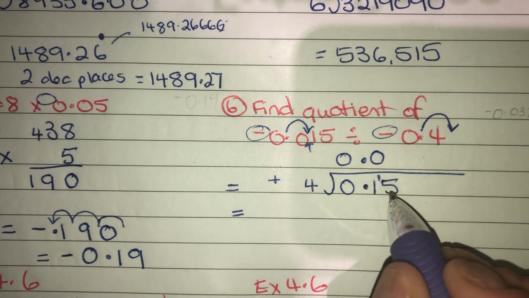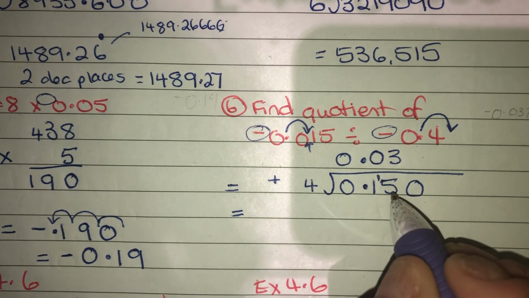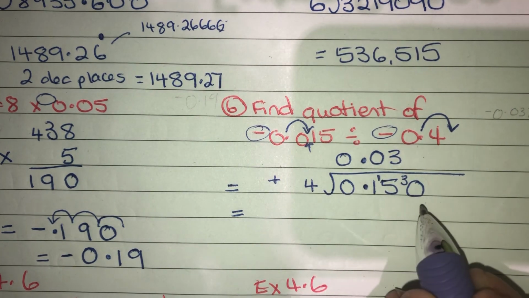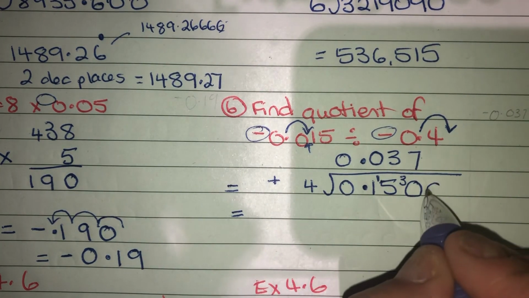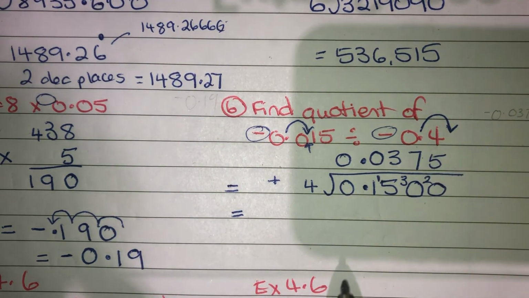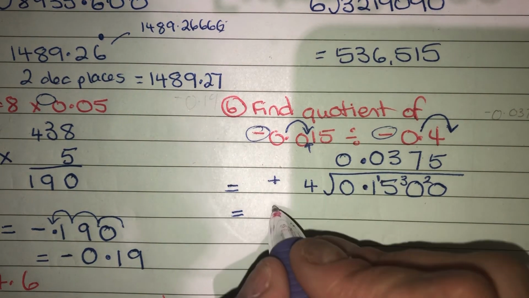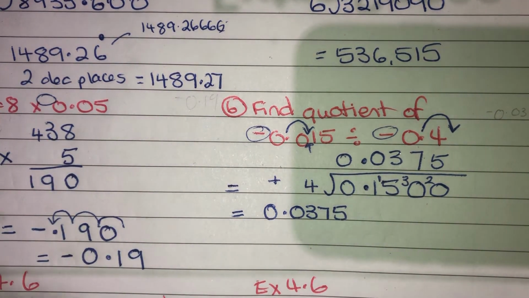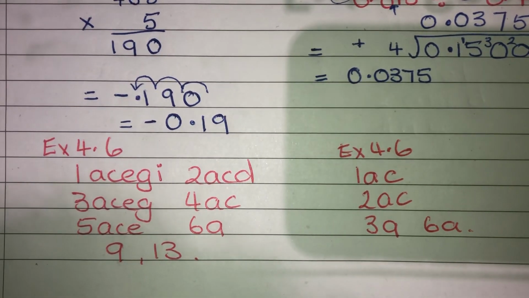4 into 15 goes 3 times. 3 4s are 12. But we want to get to 15, so there's 3 left over. 4 into 30 goes 7 times. 7 fours are 28. 2 left over. 4 into 20 goes 5 times. So your final answer is plus, because it's a negative and a negative, so we don't need to write plus, 0.0375.